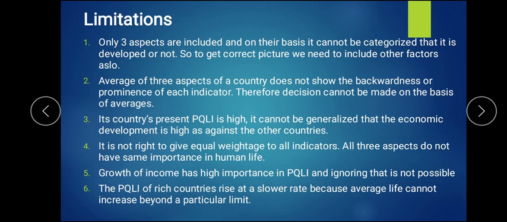So let's go with the limitations. Limitation talks about why only three are being used. There are all other types of measures which are not included, as this is an average of things. The second point says it is the average of three aspects. It does not show the backwardness or prominence of each indicator.